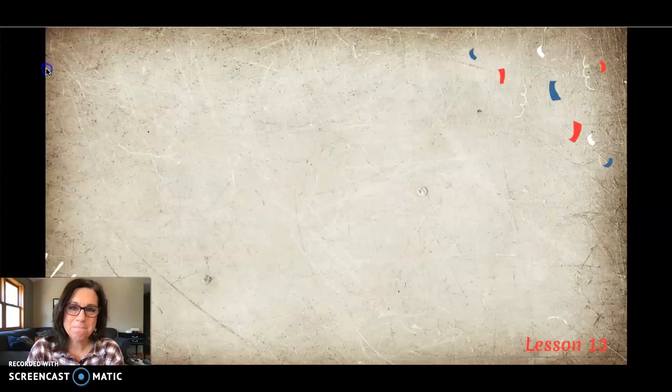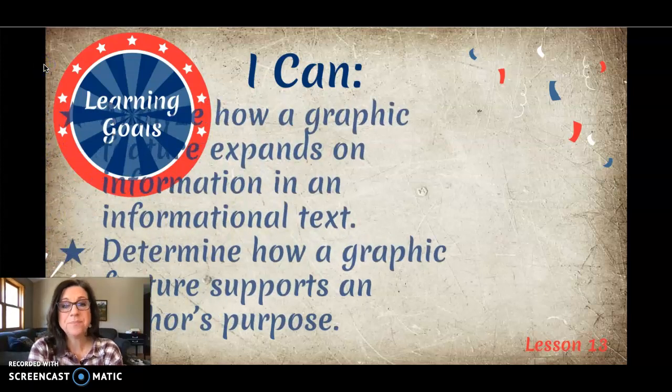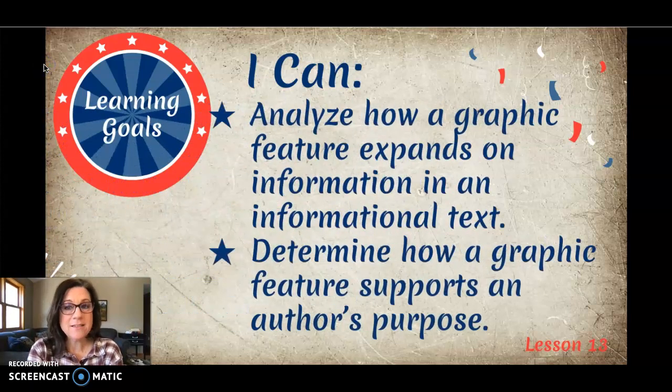So what you need to succeed today is your mentor text, a pencil, and a highlighter. Our learning goals today are: I can analyze how a graphic feature expands on information in an informational text, and I can determine how a graphic feature supports an author's purpose.